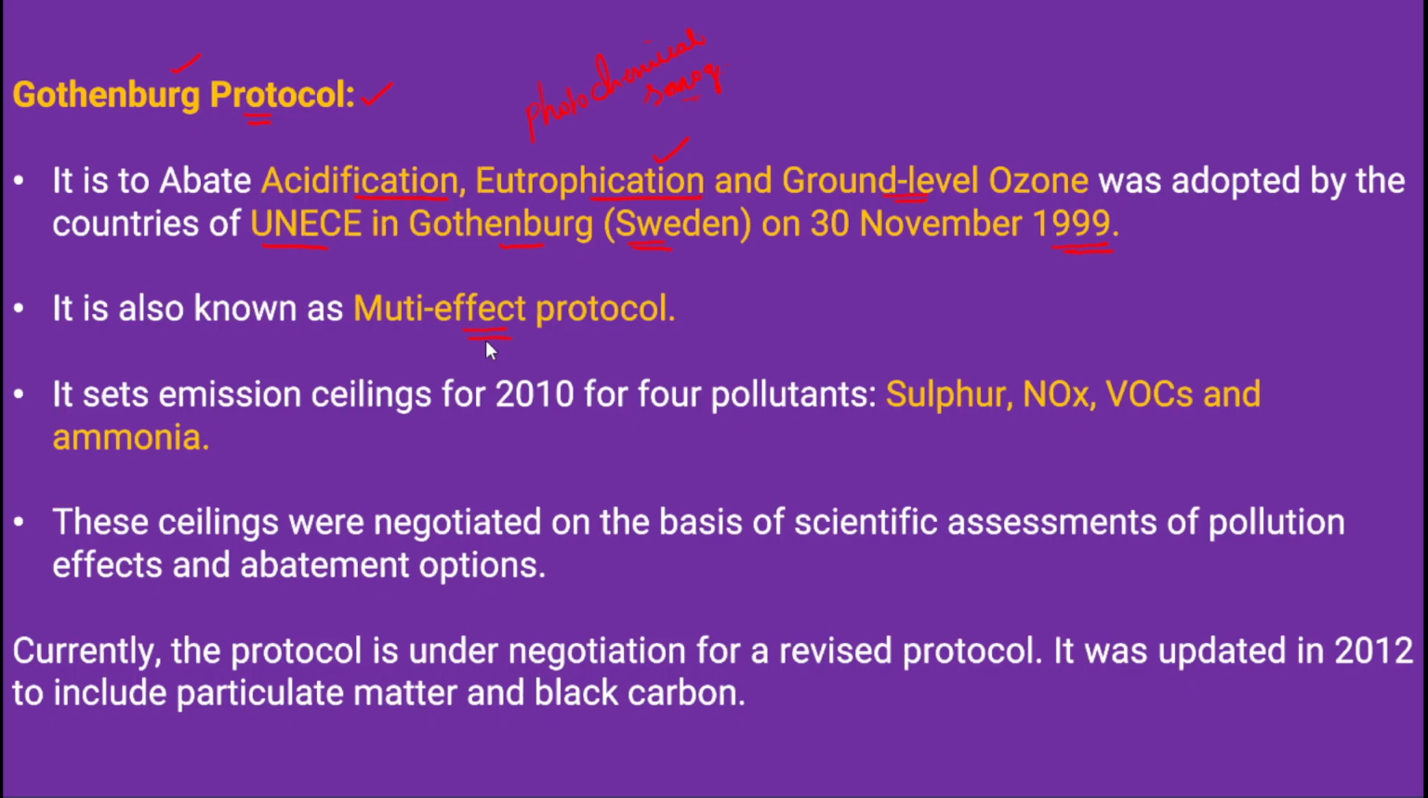In fact, the Gothenburg Protocol has also set up emission ceilings for 2010, okay, for four pollutants particularly. So what are those pollutants? They include sulfur, nitrous oxide, volatile organic compounds, and ammonia. So these are very important four pollutants where the Gothenburg Protocol has set a specific ceiling. Now after that, these ceilings were usually negotiated on the basis of scientific assessments of pollution effects and abatement options.